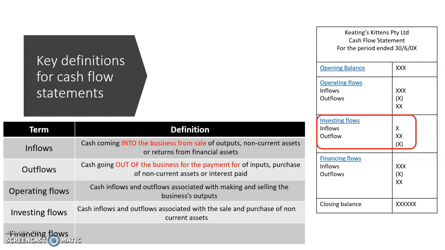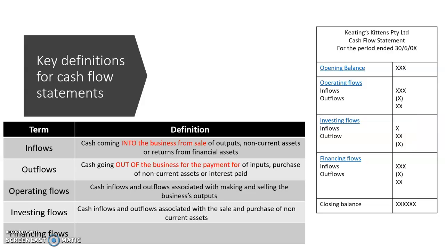Then we've got our investing flows. Again, these can be inflows or outflows, but this time they're associated with the sale or purchase of non-current assets. So if a business buys a new piece of equipment or machinery, that's going to be an investing outflow. However, if a business had a building and it sells it, the proceeds that they get from the sale of that building will be an investing inflow.